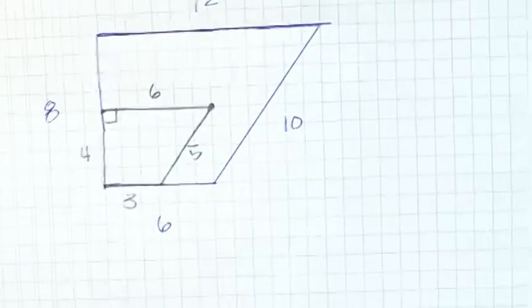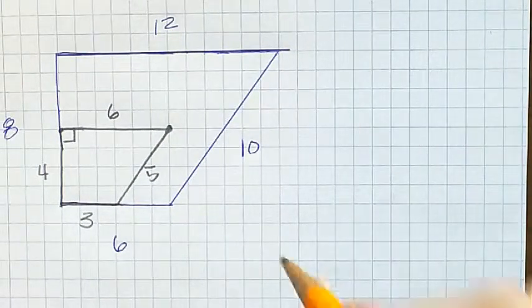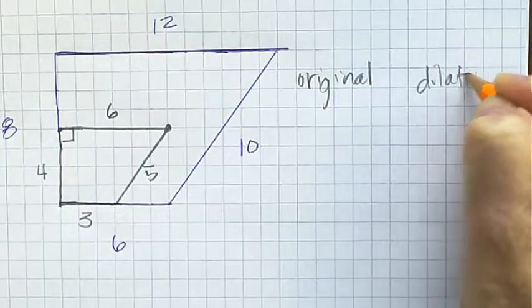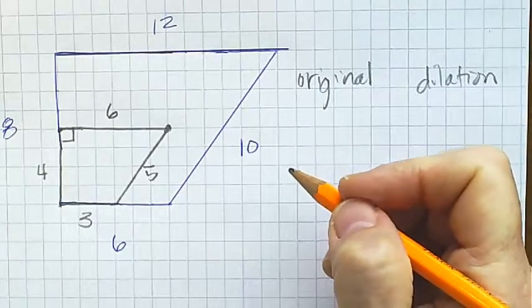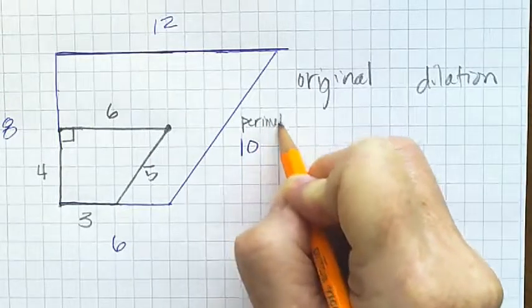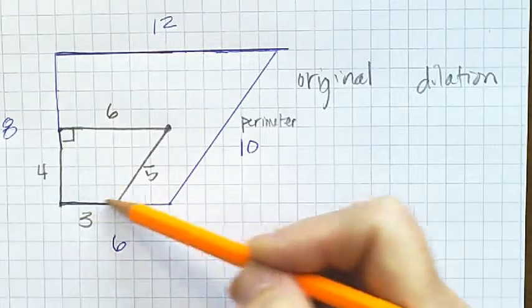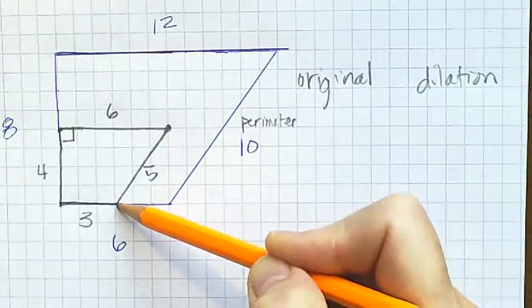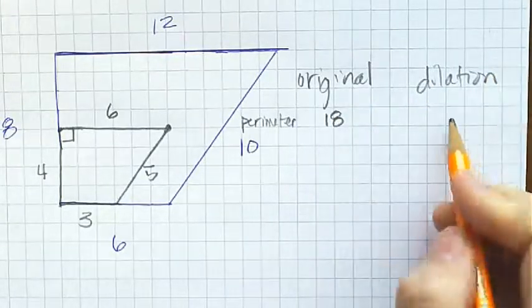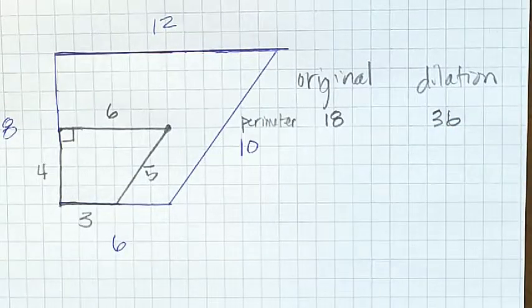And it says to compare the perimeters and the areas. So we're just going to make a little chart over here. The original and the dilation. The perimeter: the original perimeter is 4 plus 3 plus 6 plus 5, which would be 18. So then the dilation has a perimeter of 36 because everything just doubled.